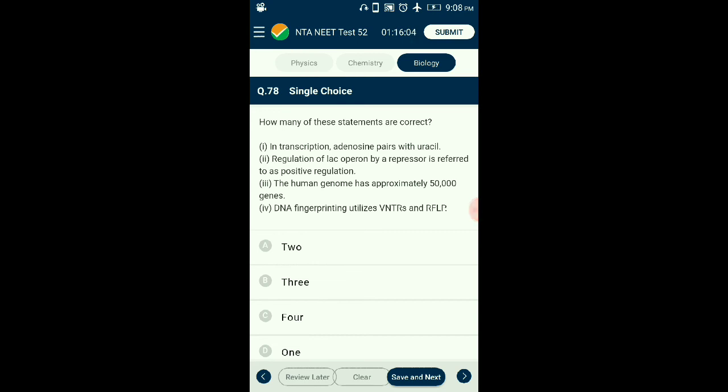Regulation of the lac operon is a negative feedback regulation dependent on the presence or absence of lactose. So the answer is option A. From the given four statements, two statements are correct.